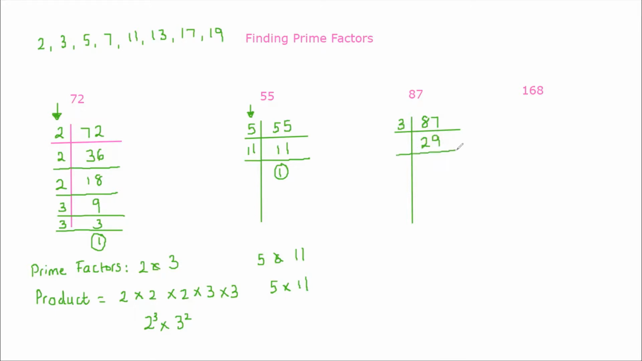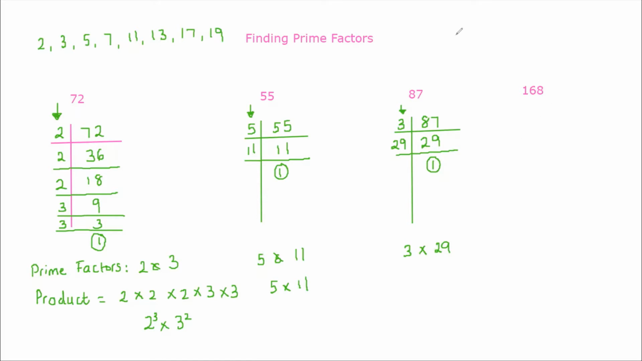We now need to think about the smallest prime number that will go into 29. Well, 29 is prime itself. So again, we can stop here, and 29 divided by 29 will give us 1. So we've found all of our prime factors. So the prime factors of 87 are 3 and 29, and we can write the sum like that. Okay, so that would be 87 written as a product of its prime factors.